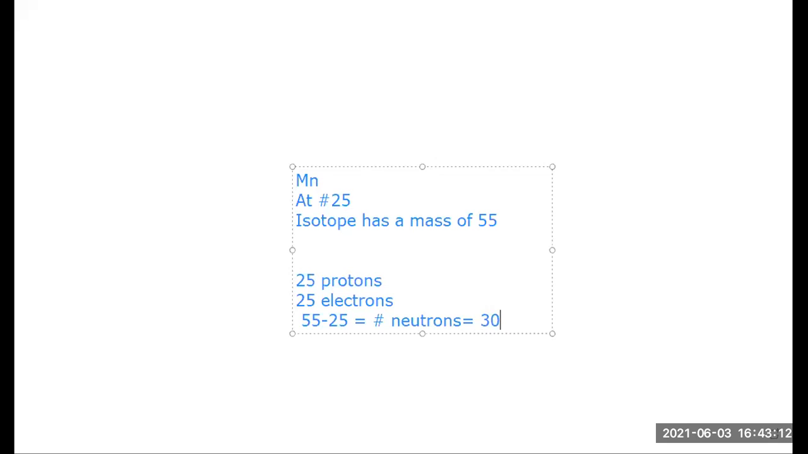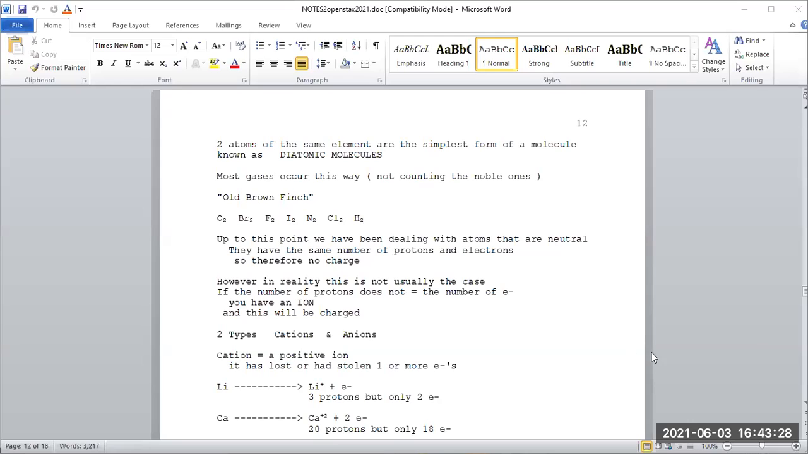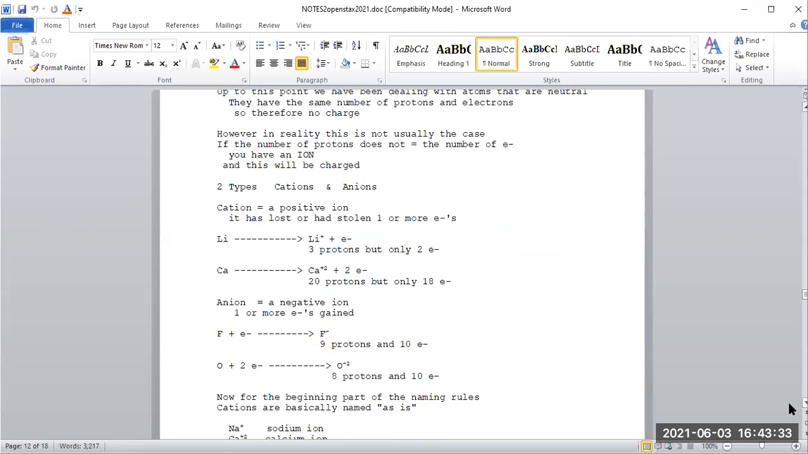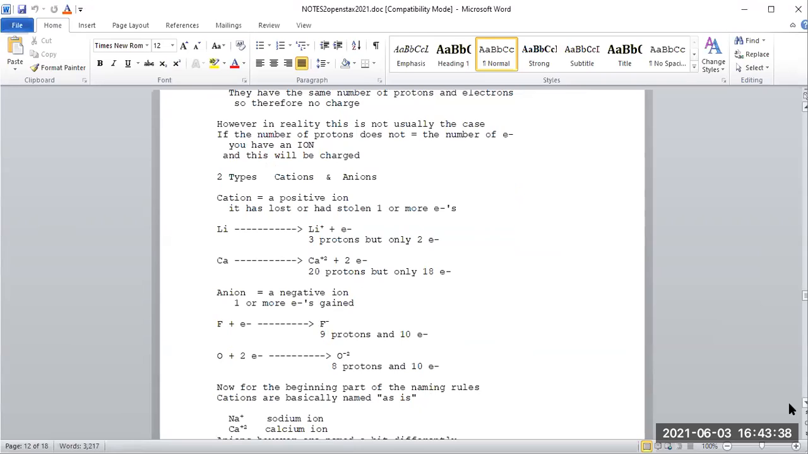So think about this in terms of if you are dealing with isotopes, because here we are about to change the rules of the game in that we are going to look at things that do not have the same number of protons and electrons. All right, so let's take about a 10-minute break, and then we're going to come back and talk about cations and anions.